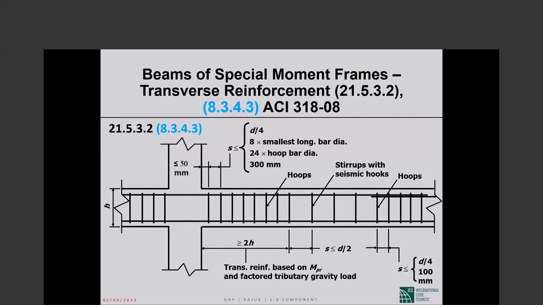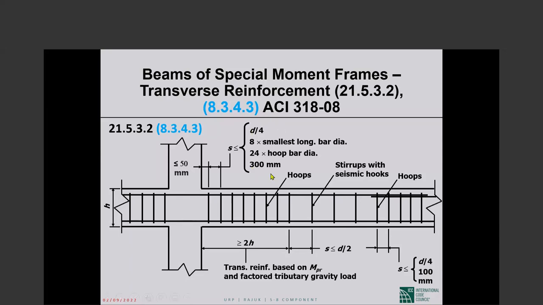Within that region, we have to have closely spaced closed hoops. The word hoop is important. I used it before. I didn't say anything. Hoop is a closed piece of transverse reinforcement. Keep that in mind, and I will elaborate on that. Okay, so closely spaced closed hoops.